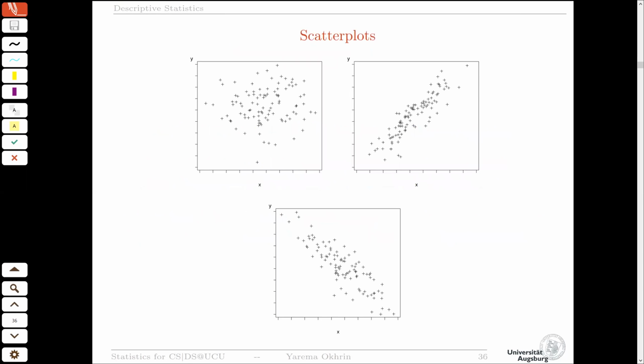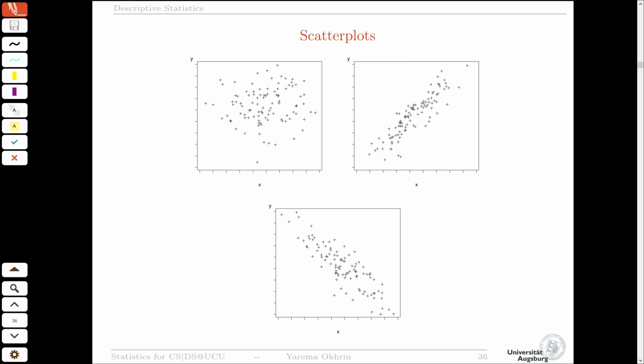So let's have a look at the pictures. The easiest way to do that is just to plot the data. On the horizontal axis, we have the observations for x, and on the vertical axis, we have the observations for y. This kind of picture is typically called a scatter plot.